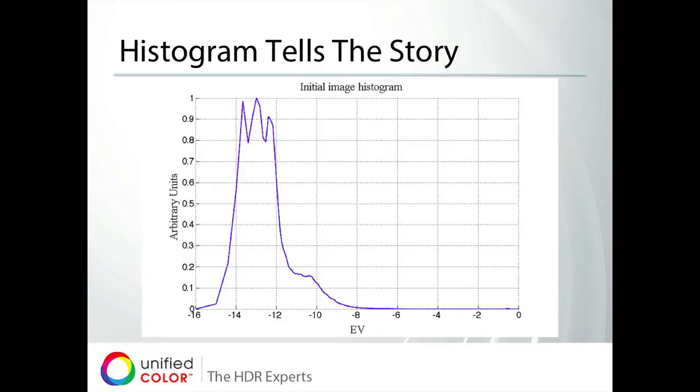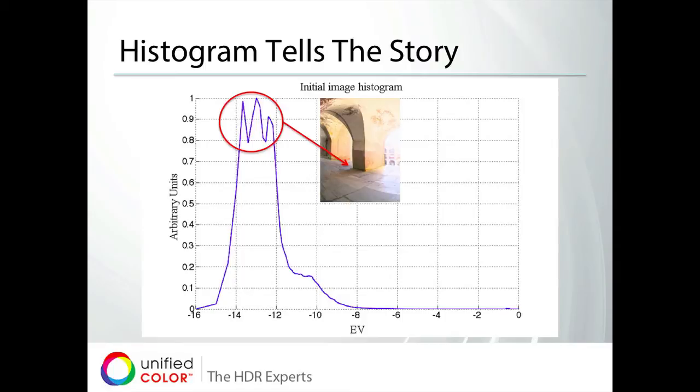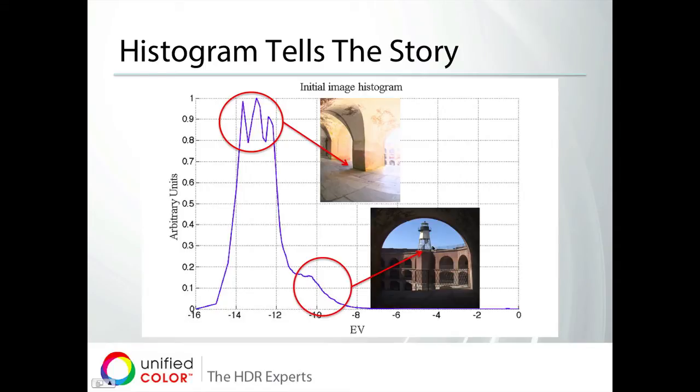So if you look at this image, this peak represents the shadow areas of the image. So all of that data that was inside the structure, all the brickwork and everything, is indicated up here. There's another peak out here that represents the highlight information. So this corresponds with all of the detail that's out here in the fully lit brickwork and the tower and the sky in this scene.